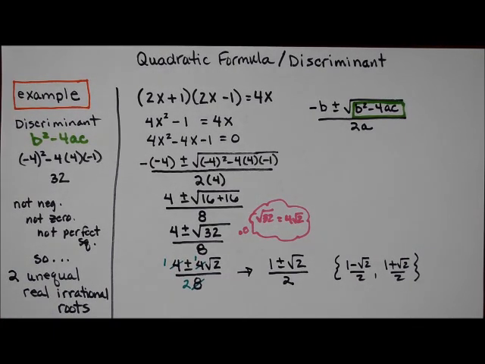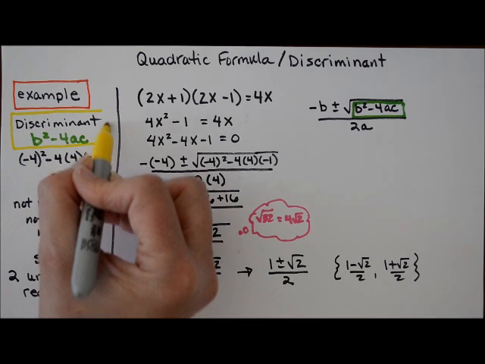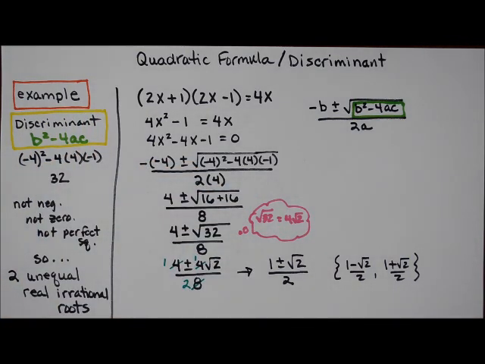Okay, and so this is my discussion with discriminant right here on this side. If they ask you about the roots, what is the nature of the roots, you're going to get 32 for the discriminant and say, oh, it's 2 unequal real irrational roots. Or if they actually want to know the roots, then you're going to have to actually figure them out.